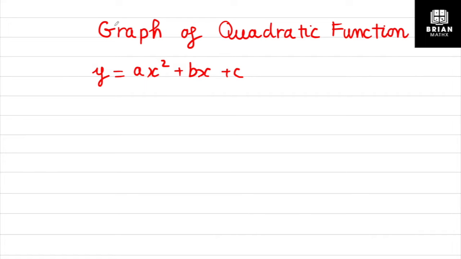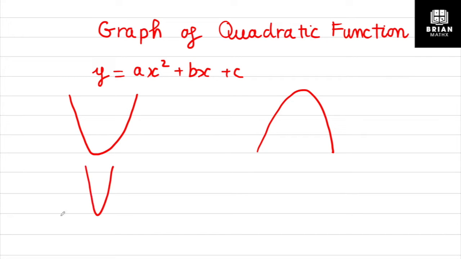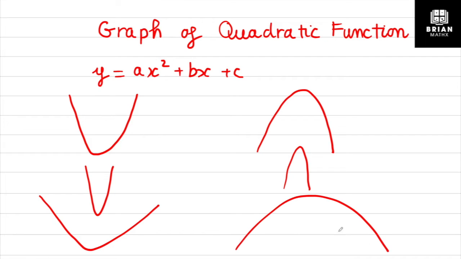For the graphing of a quadratic function, we have two forms. The first form is like this, and the second form is like this. Of course, there are several variations of this form, maybe like this or like this. And of course, there is a concave up and a concave down form, and they have several variations like this or like this. You can see that this is concave up and this is concave down.